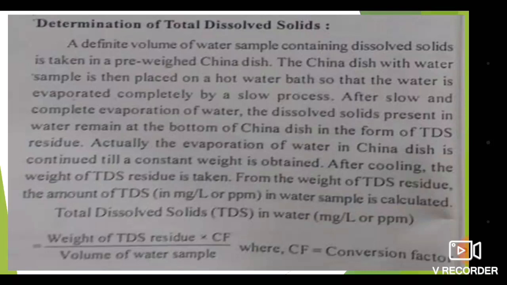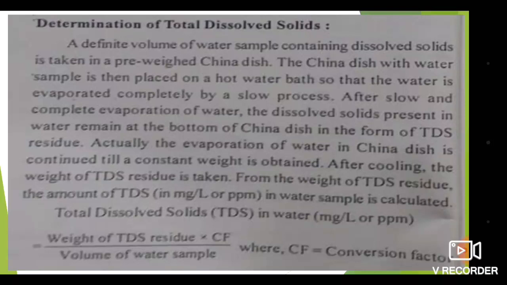After slow and complete evaporation of water, the dissolved solids present in the water remain at the bottom of the china dish in the form of TDS residue. The evaporation of water in the china dish is continued till a constant weight is obtained. After cooling, the weight of TDS residue is taken. From the weight of TDS residue, the amount of TDS in the water sample is calculated.